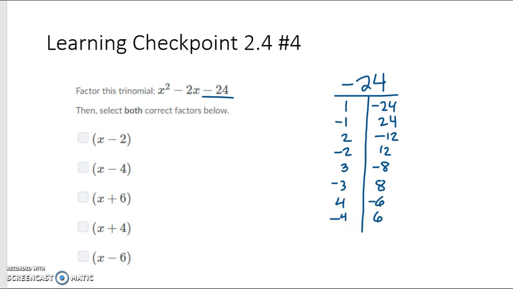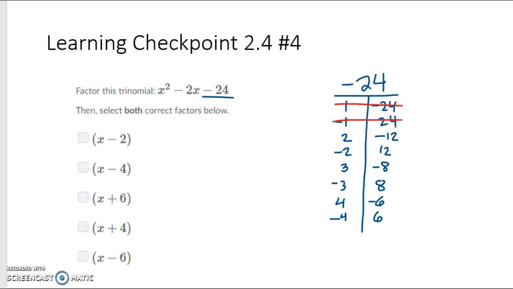All right, those are all the possible ways that I can multiply to make negative 24. And you're going to look for the row that adds to give negative 2. So just for example, I'm going to show you what I mean by that. This first row, 1 and negative 24, would add to give me negative 23. That's not what I'm looking for. So I know that, just for example, this first row isn't going to work. The second row, negative 1 plus positive 24, that gives me positive 23. So that's not what I'm looking for.